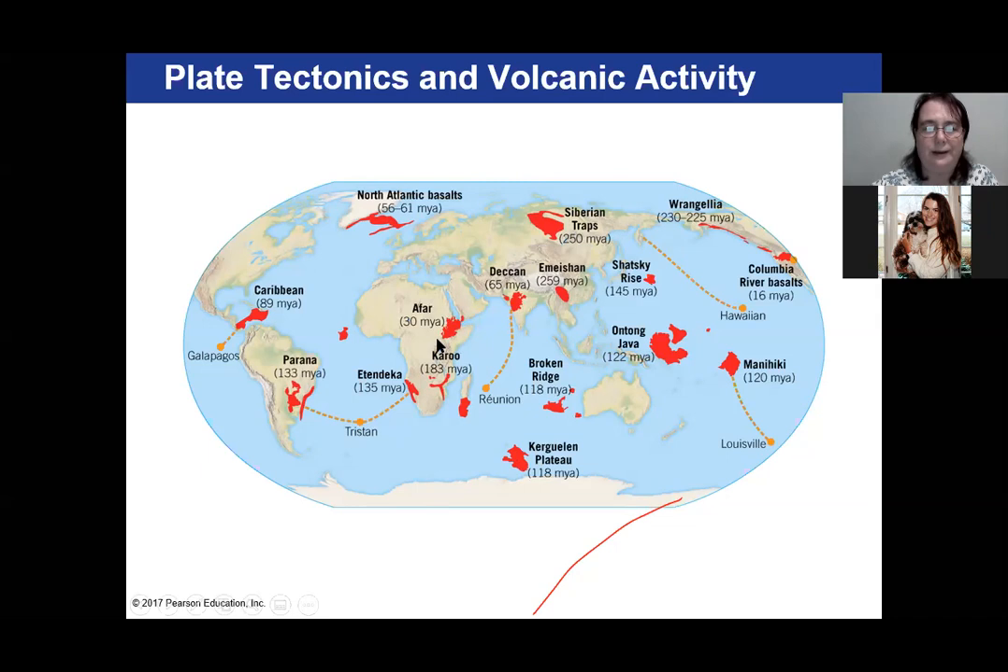Let's see. So right now Eastern Africa is rifting. So here's a continental rift. And that's what this flood basalt is here. That's why this is here, because you've got the main African continent moving to the west and this part of the continent moving to the east.